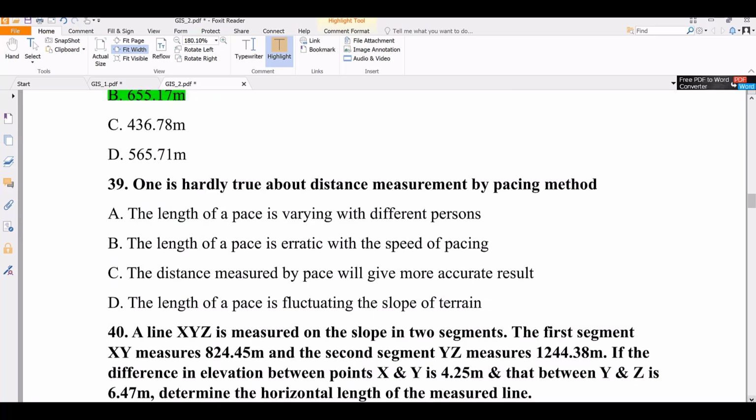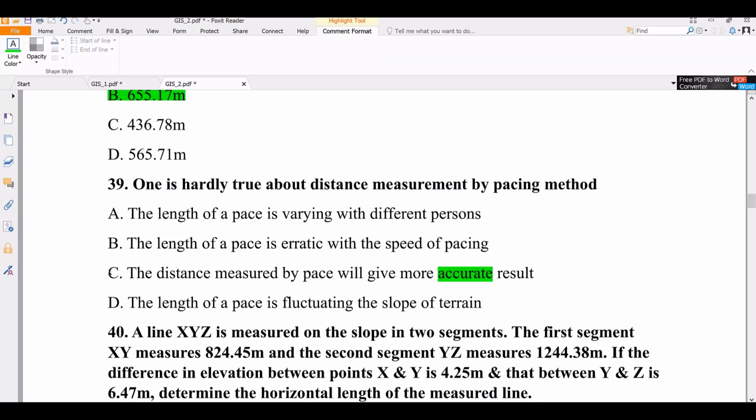Question number 39. Which one is hardly true about distance measurement by pace method? A. The length of a pace varies with different persons. B. The length of pace is erratic with the speed of pacing. C. The distance measured by pace will give a more accurate result. D. The length of a pace fluctuates with the slope of terrain. So the distance measured by pace will give you a more accurate result, which is not true. So the answer would be C.